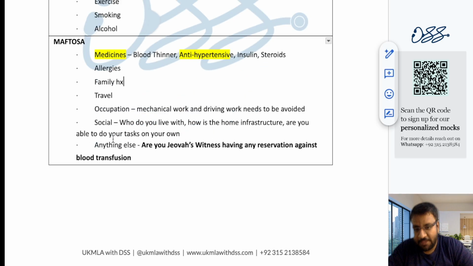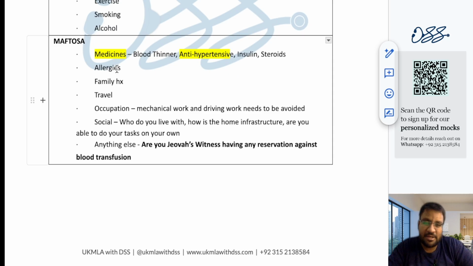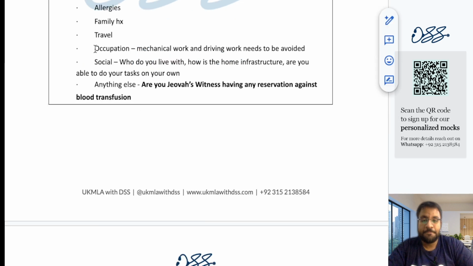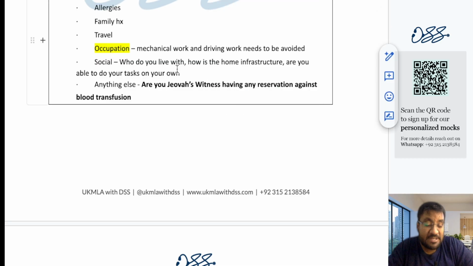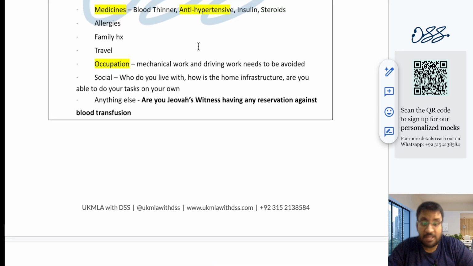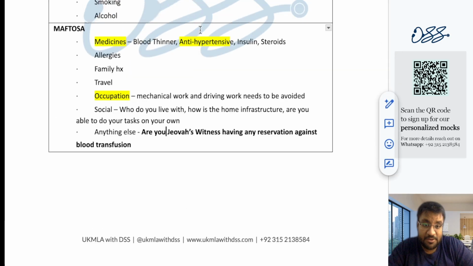Then the allergies you can talk about, family history is fine, and travel is also fine, not that relevant. But what is relevant? Occupation, in the psychosocial aspect. Why is occupation important? Because there are a few occupations that need to be stopped after the surgery.